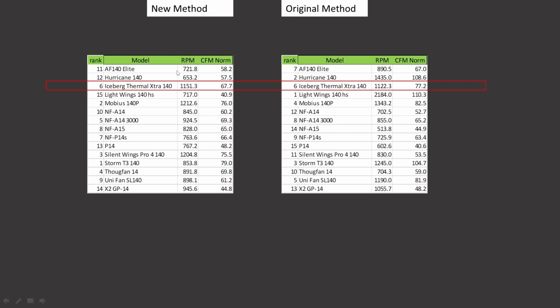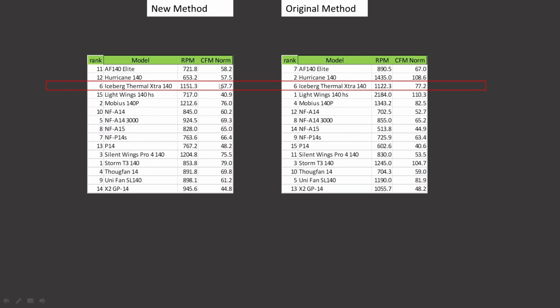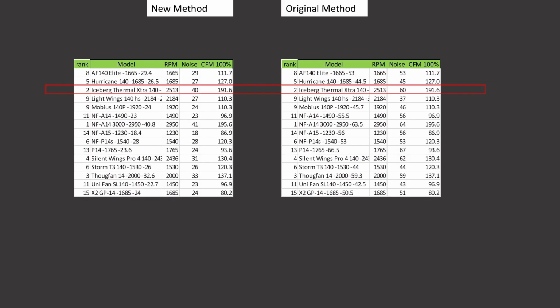Originally it was ranked 6th, and it hasn't changed relative position. It is still ranked 6th overall. However, it is pushing less air for that same position. So it means that it can't actually push as much air for that noise normalized value because it's actually kind of performing worse, relatively speaking, for the new tested methodology. Anyways, at 100%, it's ranked 2nd.